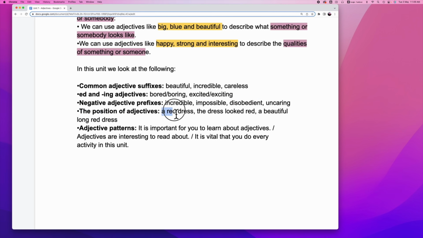For example, a red dress, the word red. The dress looked red. And a beautiful long dress. So a long red dress, and beautiful: how could they be placed in an order? And adjective patterns. Also, it is important for you to learn about adjectives, and adjectives are interesting to read about. It is vital that you do every activity in this unit.